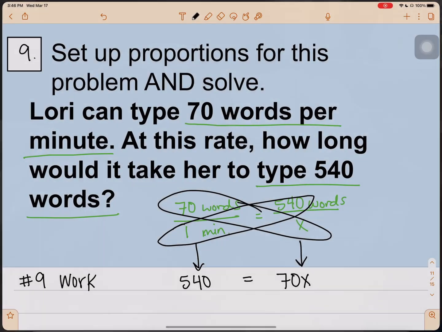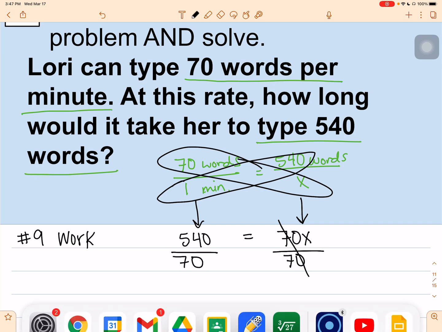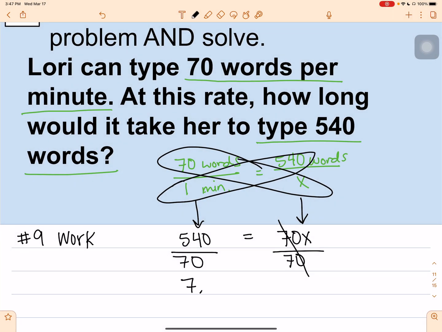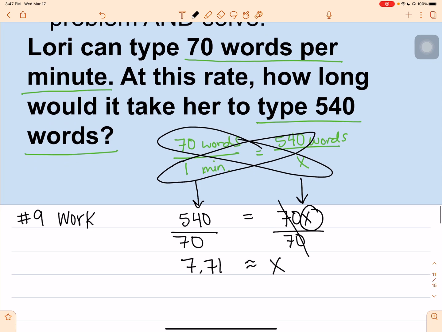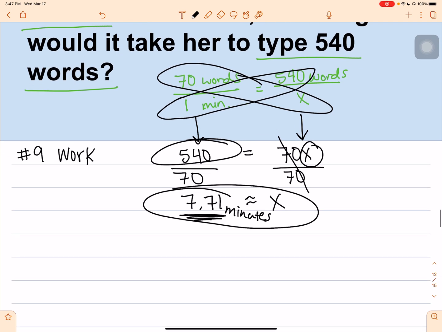And this is why we would divide. Here, in order to solve for x, we have to undo the multiplication of 70 by dividing by 70. 70 divided by 70 is just 1. 540 divided by 70 is approximately 7.71. It's approximately x. So it takes her approximately 7.71 minutes to type 540 words. So 7.71 would be your answer there. Okay, so pause if you need to.